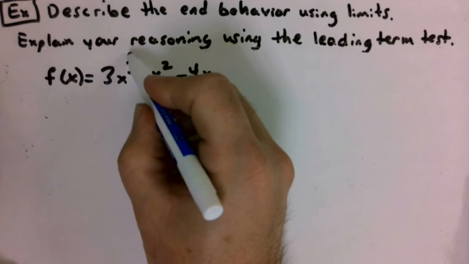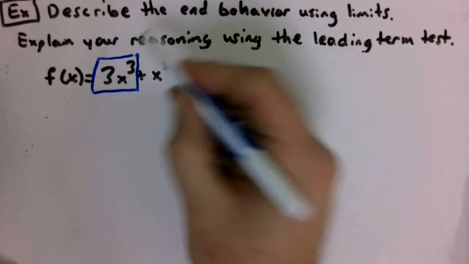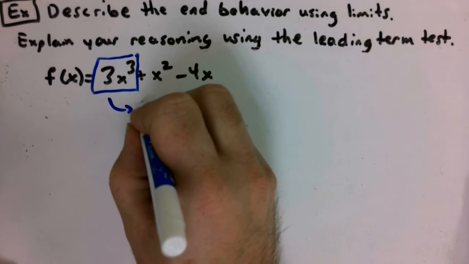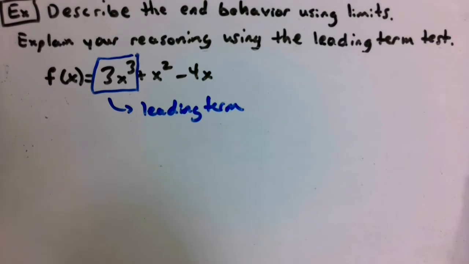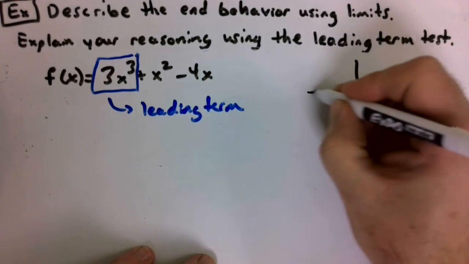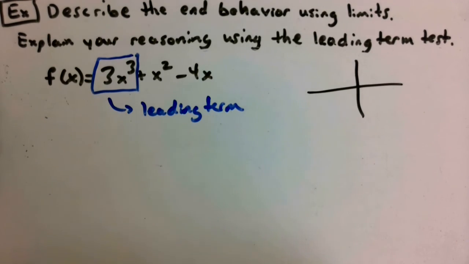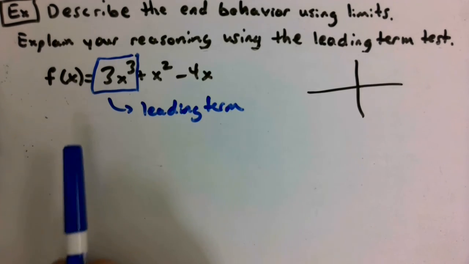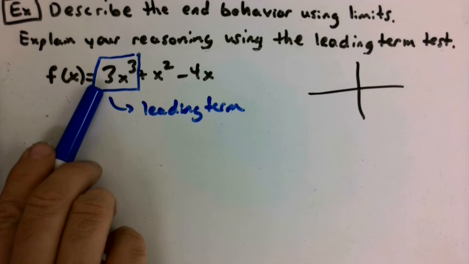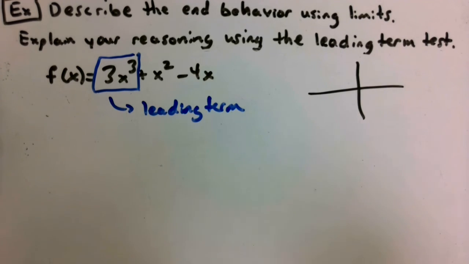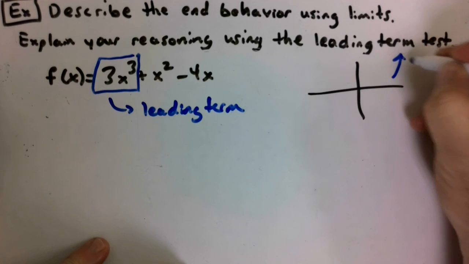Leading term is the term with the highest power of x. So our leading term this time is a 3x to the third. From there I can visualize or maybe sketch a quick graph. Looking at our leading term, I have to do the right side of our graph first. I see that there is a positive number to start out with. It's a positive 3. If it's positive for your lead coefficient, then the right side goes up.